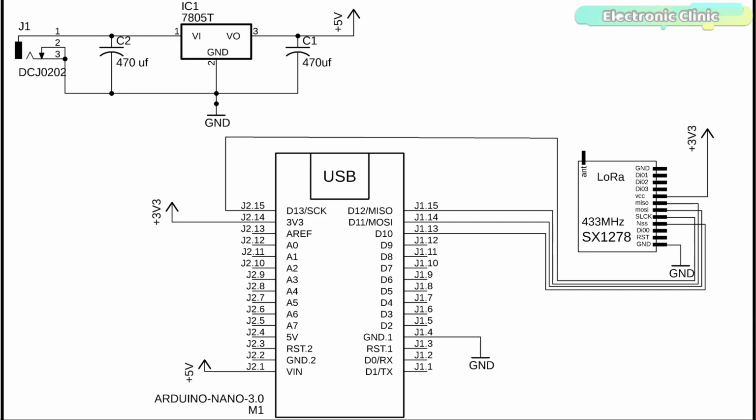On the top you can see is the 5 volt regulated power supply based on the 7805 voltage regulator. You will need this power supply if you want to power up your Arduino using an external 12 volt power supply or a solar panel.